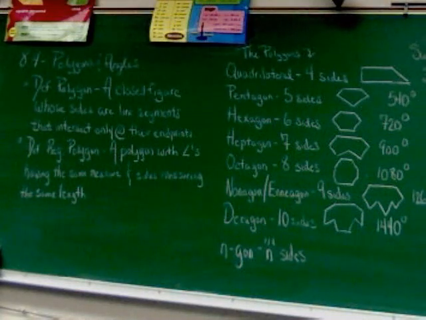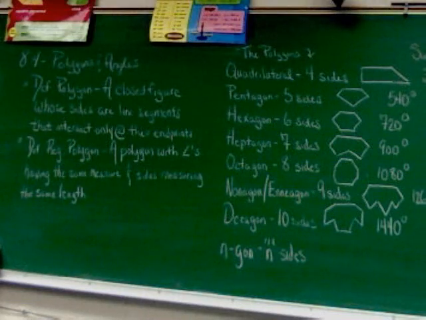Regular polygon. A polygon with angles having the same measure and sides measuring the same length. So in a regular polygon, all the sides have to measure exactly the same thing. All the angles have to measure exactly the same degree. Regular polygon, not necessarily true.